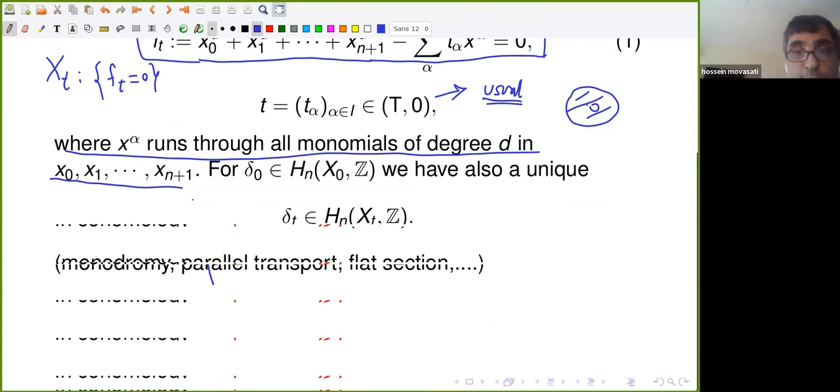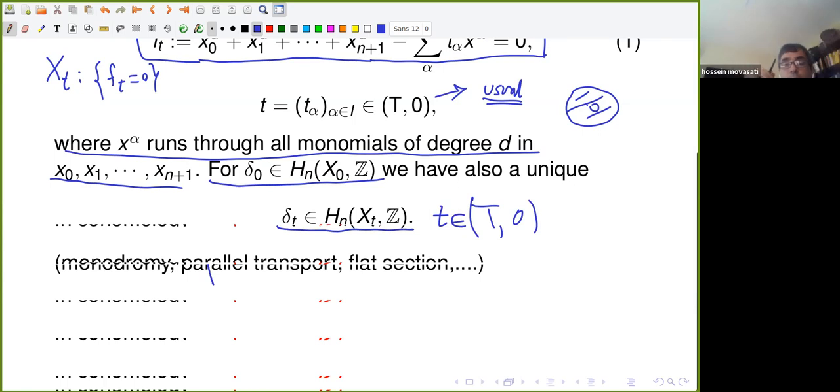So the point is that if I take a cycle, an n-dimensional cycle, this will be a homology class. Then from the C infinity point of view, there is no obstruction to transport this cycle to a nearby fiber. So this means that for any t, I will have this topological cycle. Remember the picture that I put at the beginning.